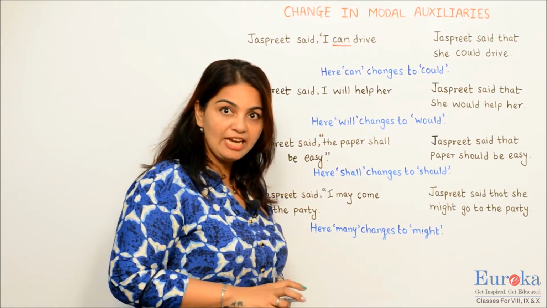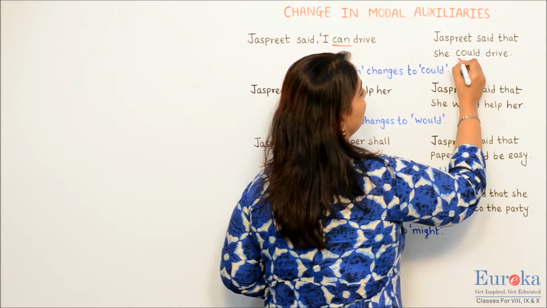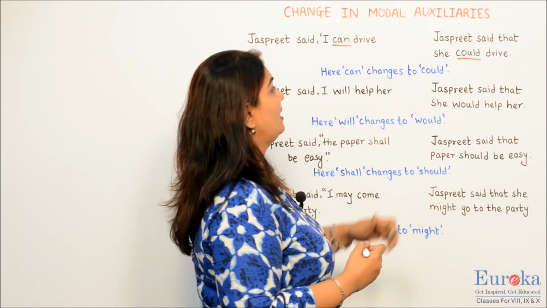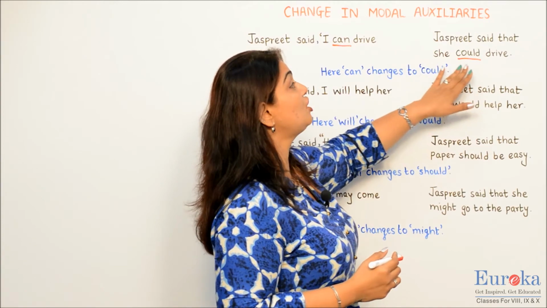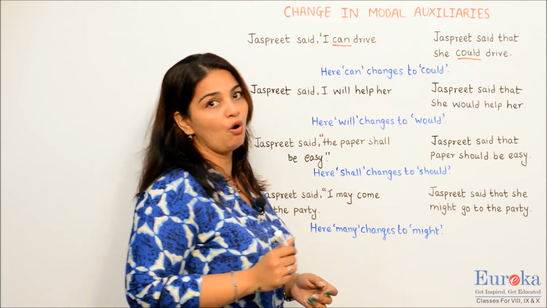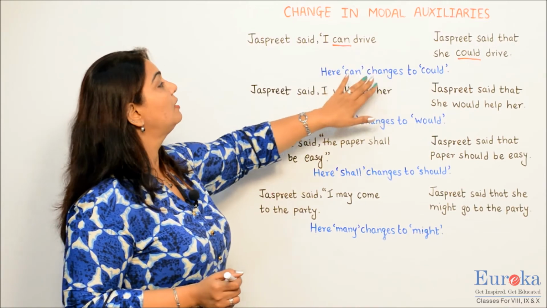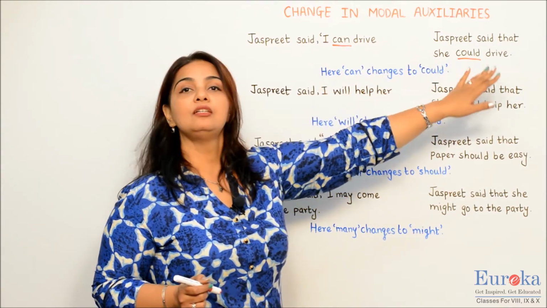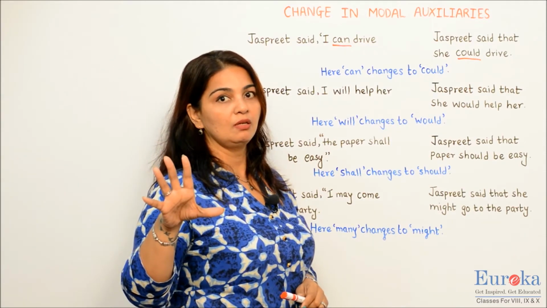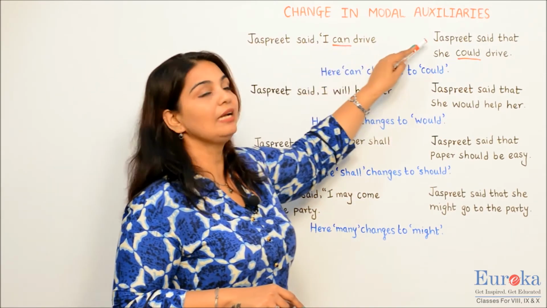But when we change this into an indirect sentence, it becomes could. That means it has gone into the past. So the sentence says, Jaspreet said that she could drive. So we don't know for sure whether she still can drive or not. So here the changes are I can drive, can changes to she could drive. Please remember, we still have to follow the 5 rules. Do not forget the 5 rules when we change from direct speech to indirect speech.